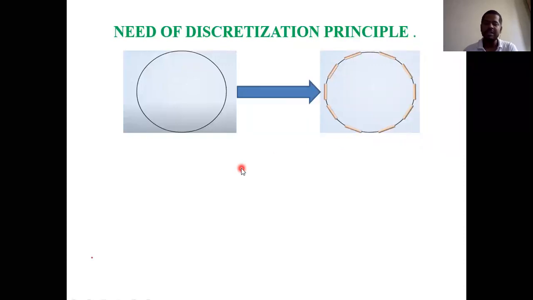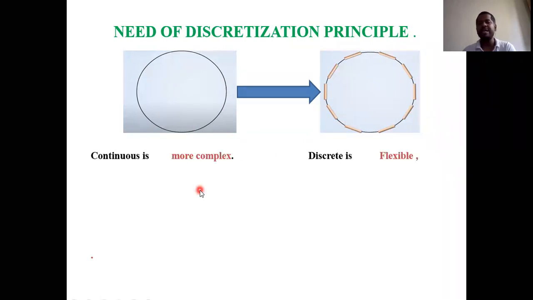But definitely some difference is there between a continuous signal and a discrete signal. This is nothing but a continuous signal, and this is nothing but the discretization principle. Let's see what the difference is. When you are considering the continuous case, it becomes more complex, because we cannot directly find the perimeter or length of the circle. But when you divide the total circle into some intervals, then automatically it becomes somewhat flexible. So in this case, we can easily calculate the length of the circle. That's why you can say the continuous is more complex and the discrete is flexible.